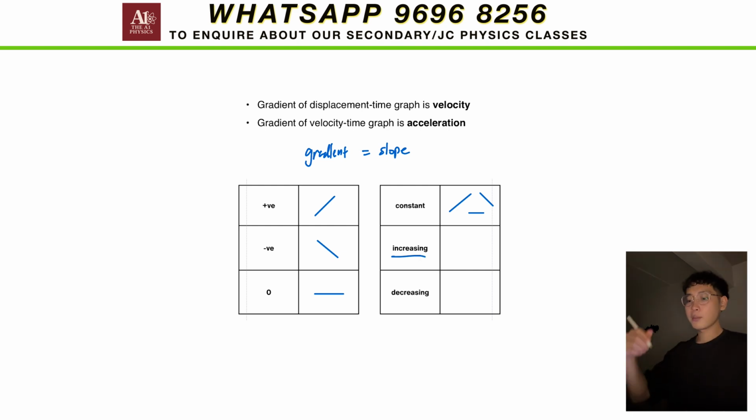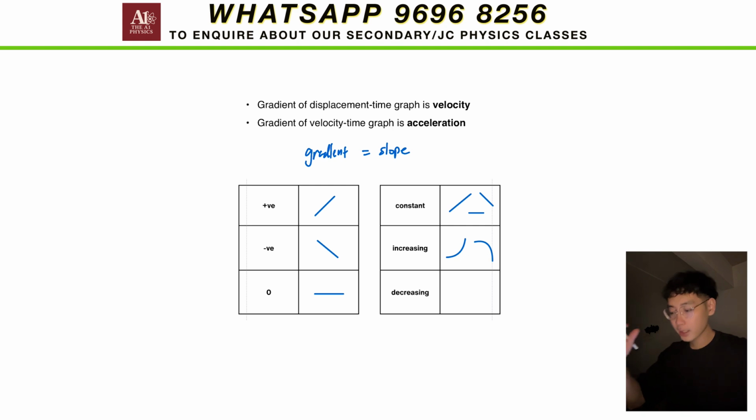Now, increasing gradient means that the slope is getting steeper. So it will be a curve upwards like this, right? As you can see, the slope is getting steeper and steeper. Increasing gradient can also be a curve downwards. So over here like this, as we can see, the graph is curving downwards steeper and steeper. Right, the slope is actually increasing.